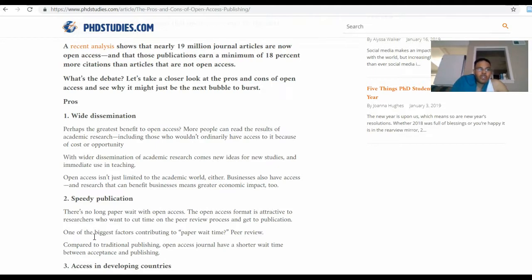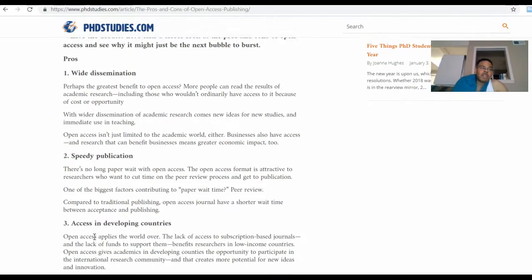Speedy publication: there's no longer paperweight with open access. Sometimes an academic research article does not actually get published until even 2.5 years after it's submitted. The open access format is attractive to researchers who want to cut time on the peer review process and get straight to the publication. One of the biggest factors contributing to paperweight time is peer review, and compared to traditional publishing, open access journals have a shorter wait time between acceptance and publication.